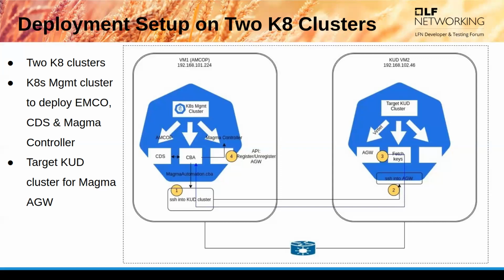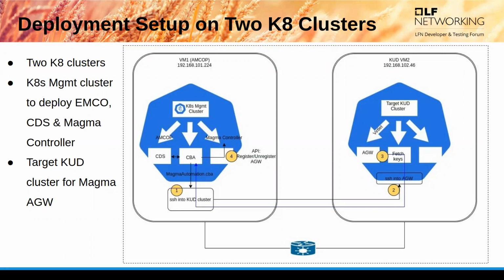Right? And then on the right hand side you have the KUD VM, which is on 192.168.102.46 on a different network, and they are connected through the router. This KUD cluster is primarily what we are using for bringing up the access gateway of the Magma, which is running as a workload today in that setup. And the orchestration of the access gateway is also being taken care of by the EMCO in this case. And that's how our setup looks like.